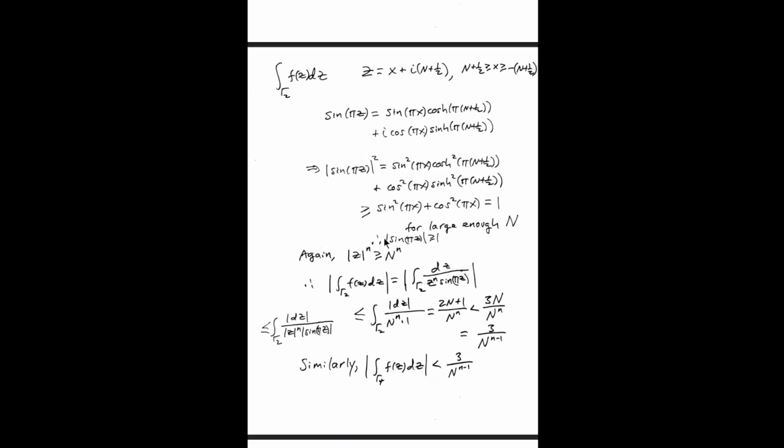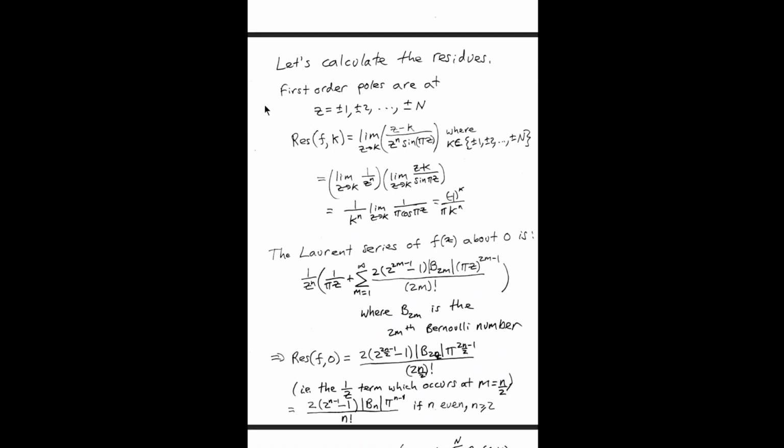And similarly, looking at gamma 4, which is the lower path going to the right, we find that the absolute value of the integral over gamma 4 is also less than 3 over n to the n minus 1. So we have this 3 over n to the n minus 1, this one, and this one. So on each path, the absolute value of that integral is less than 3 over n to the n minus 1. All right, it's time to get to the residues.